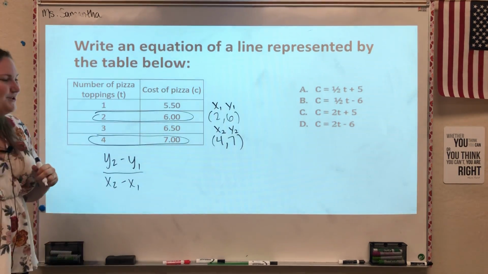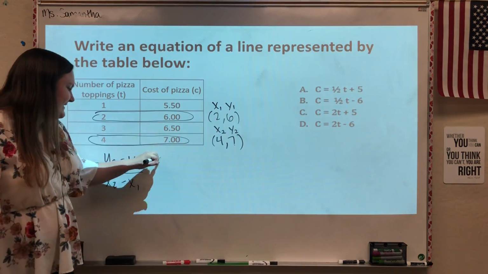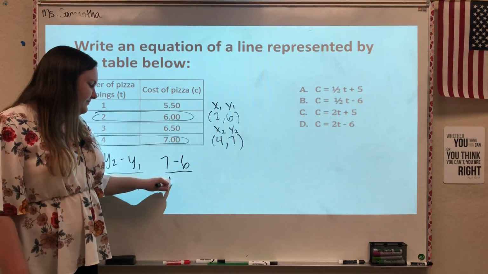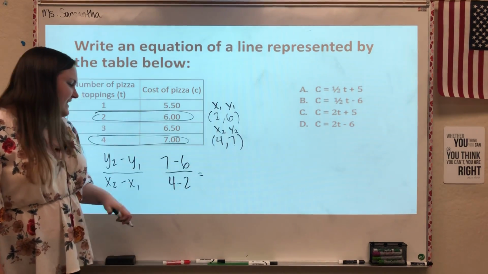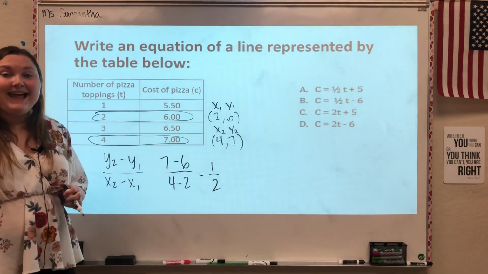And it makes it a lot easier to make sure you've got your numbers in the right spot. y2 minus y1 would be 7 minus 6. And then x2 minus x1 is 4 minus 2, which gives me 1 over 2, or 1/2.